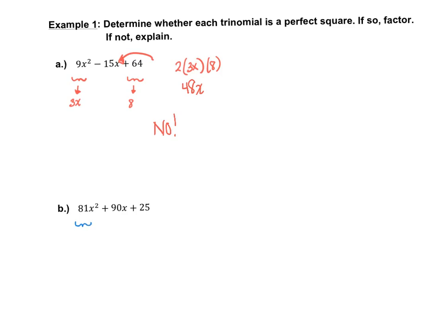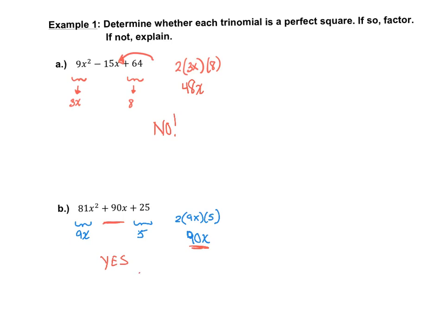Okay, the next one. Is the first term a perfect square? Yes, the square root of it is 9x. Is 25 a perfect square? Yes, the square root of that is 5. And so from there, we want to see if the middle term is 2 times 9x times 5. Well, 2 times 9 is 18, times 5 is 90x. And that's what is here in the middle, the 90x. So this is a perfect square.